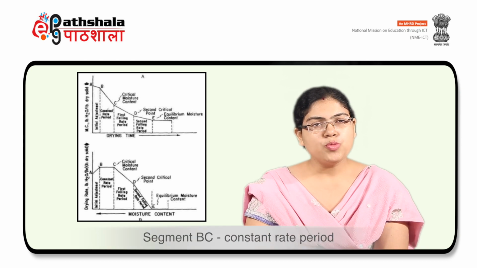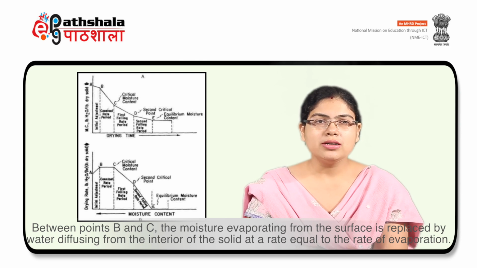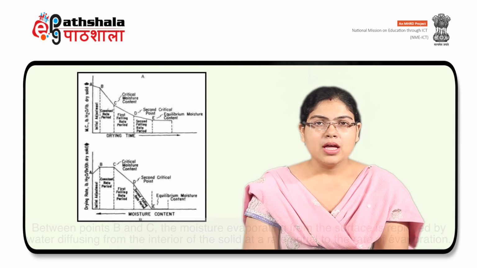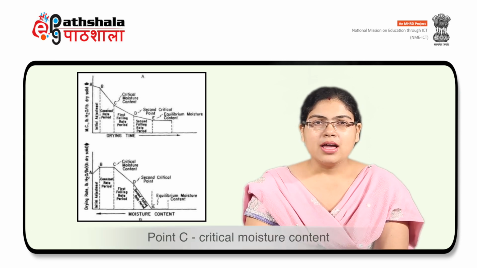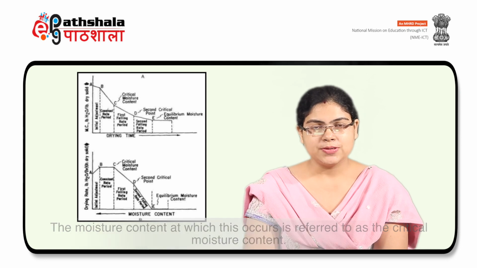Now talking about point C, that is the critical moisture content. At point C, the surface water is no longer replaced at a rate fast enough to maintain a continuous film. Dry spots begin to appear and the rate of drying begins to fall off. The moisture content at which this occurs is referred to as the critical moisture content.